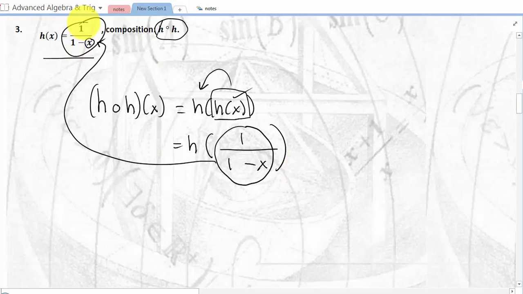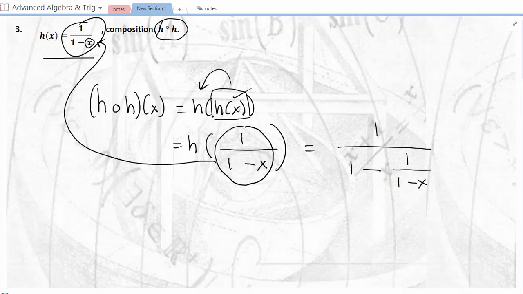So let's write this. It is 1 over 1 minus, and here it's not x, but it's 1 over 1 minus x, like that. Okay, how do you simplify this fraction? You got a fraction over a fraction, right? This is a main fraction bar right here, but there is another fraction at the denominator. How do you simplify this? So here's a way to do it that is fast and safe.